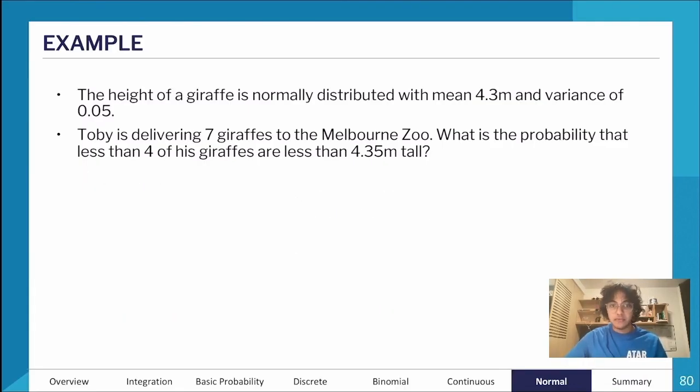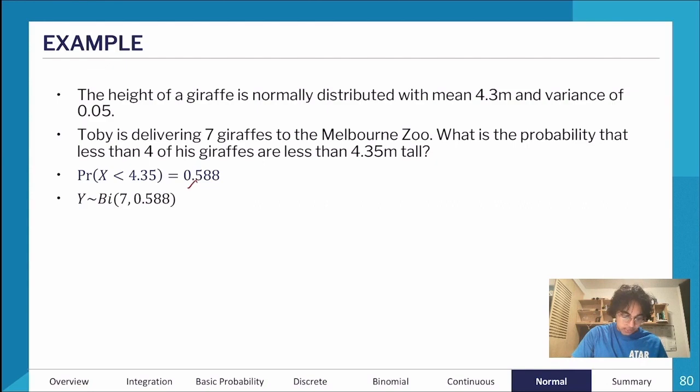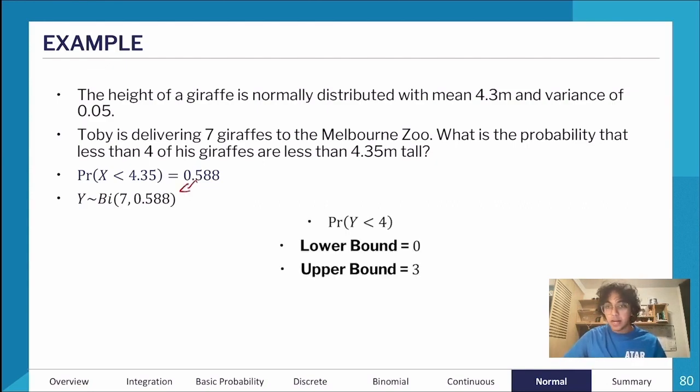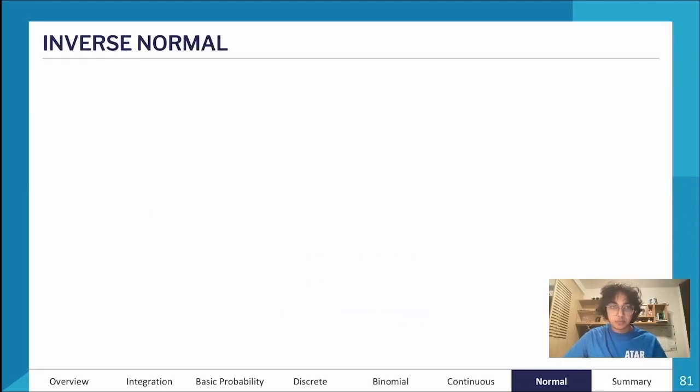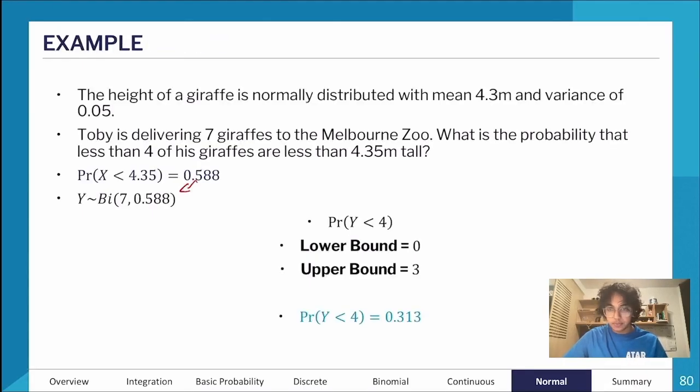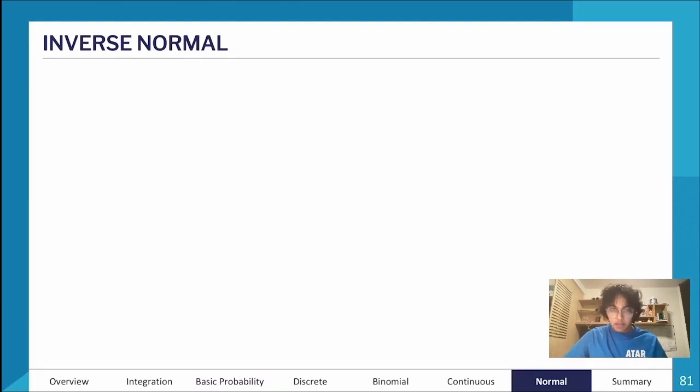We want less than 4 giraffes out of 7. So now we can do a success-failure sort of definition. Now we're applying a binomial distribution to a normal distribution. And so we can use this as our fixed probability, sub it in, use a binomial distribution. Again, I'm going to be using binomial CDF. And there we go.